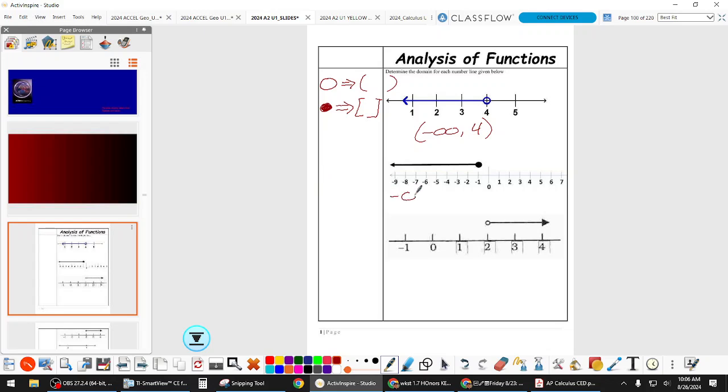This one, negative infinity to negative 1 with the bracket. Remember, infinities always have a parenthesis, so those ones should be easy to remember. Okay, this one, open circle, so parenthesis 2 up to infinity, parenthesis on that as well. Good? Okay. Guys, we're going to be seeing open circles as part of our piecewise functions and stuff.